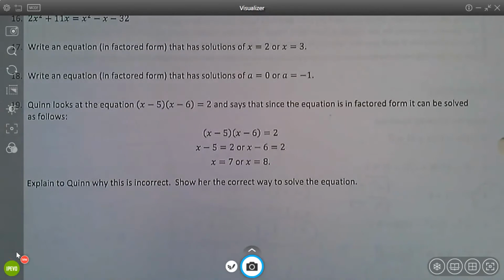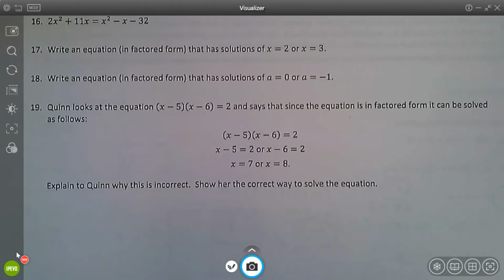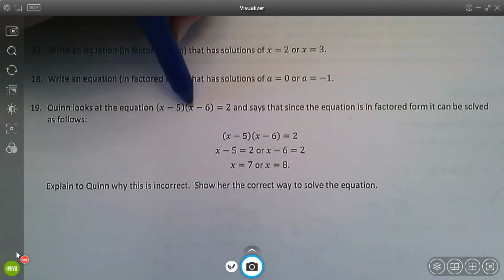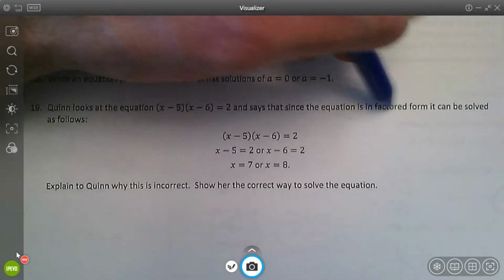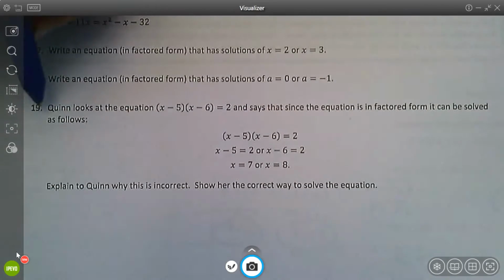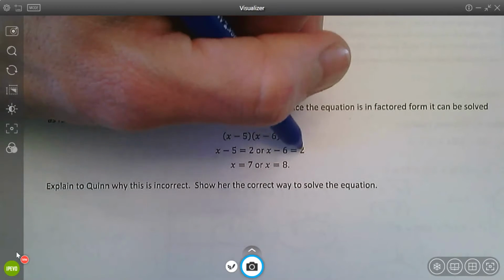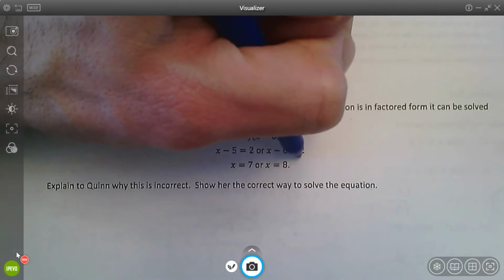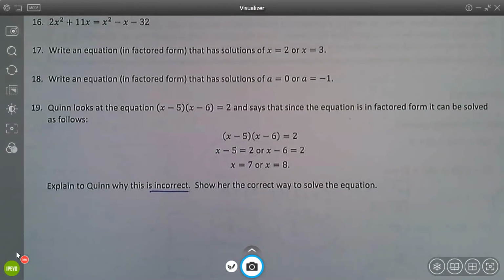Next part of this lesson, I'm going to take a look at page 30, number 19. So it says Quinn looks at this equation, (x - 5)(x - 6) = 2, and says that since the equation is in factored form, it can be solved as follows. So he took each factor, set it equal to 2, added 5, 2 plus 5 is 7, added 6, 2 plus 6 is 8. Explain to Quinn why this is incorrect and show her the correct way to solve the equation.